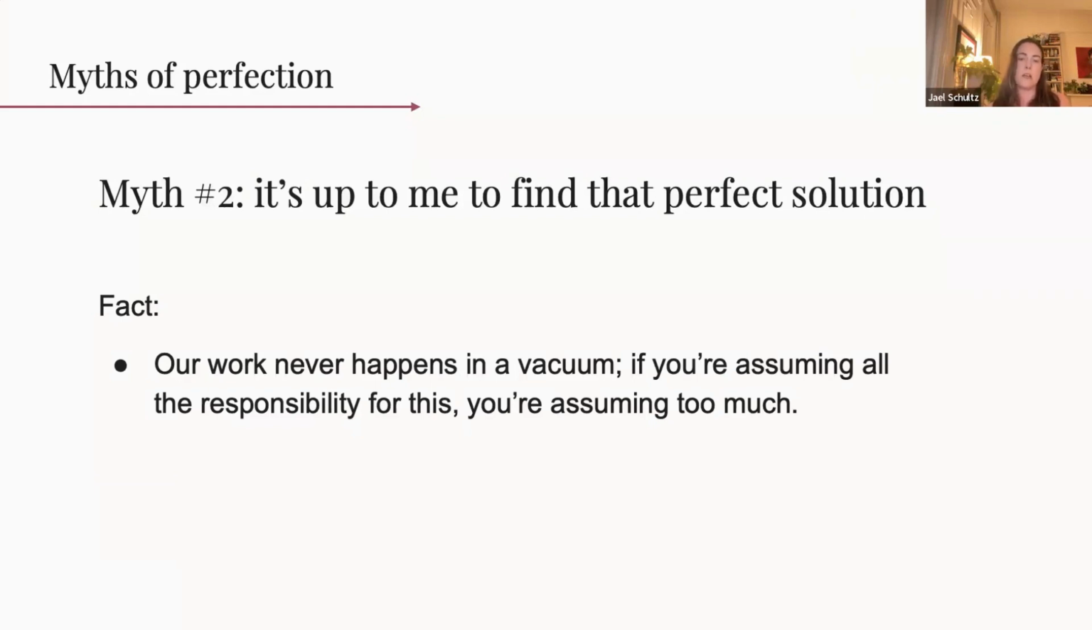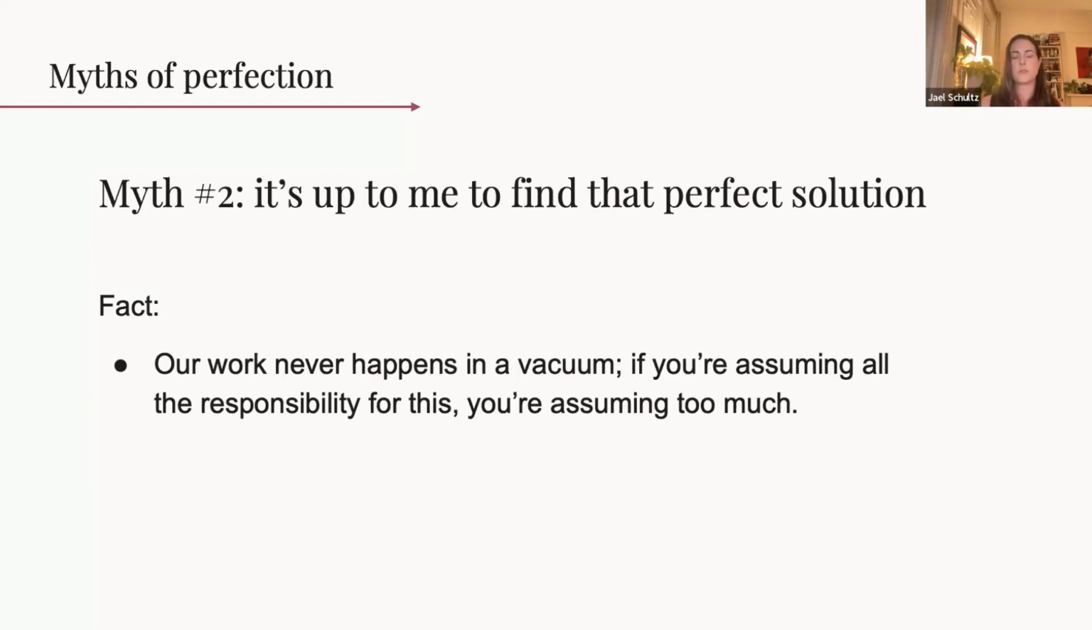We can see a negative side to this idea that our work never happens in a vacuum, where we might think that if we have constraints with stakeholders, with budgets, with technology, there's no way for us to just wave a wand and wish those factors outside of yourself didn't exist. So you would never be able to overcome those just on your own and find the perfect solution.